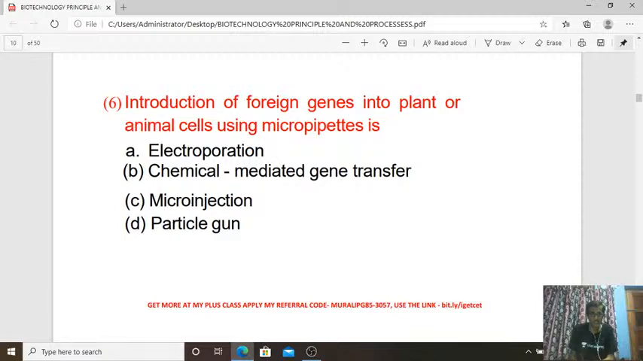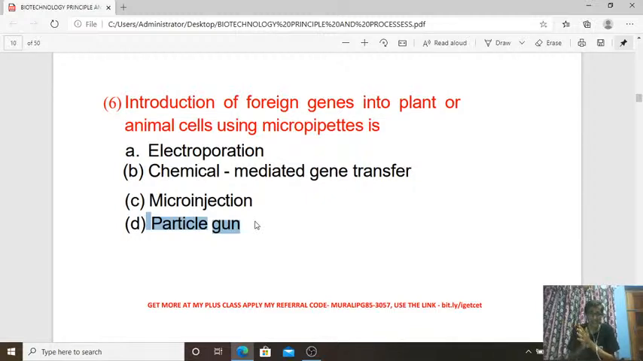Introduction of foreign genes into plant or animal cells using micropipette is what? Micropipettes are utilized for the introduction of foreign genes into plant cells. That is called chemical-mediated gene transfer. It is not electroporation, it is not microinjection, and it is not a particle gun or gene gun. So gene gun is different.